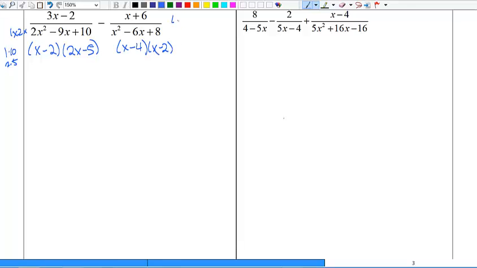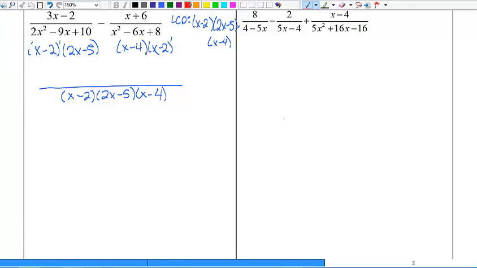So the LCD is going to have to be one of each unique factor raised to its highest power. So I have x minus 2. Each one of those is raised to the 1, so I just need one copy of that. Then I have 2x minus 5, and times, I'm running out of space here, x minus 4. So that's my LCD. I'm going to go ahead and put all of the copies down in one long denominator.